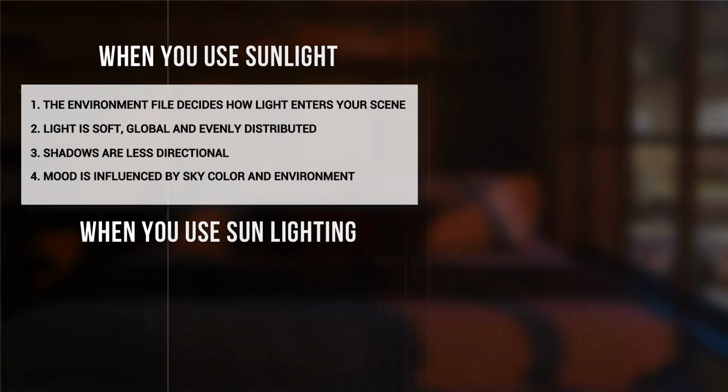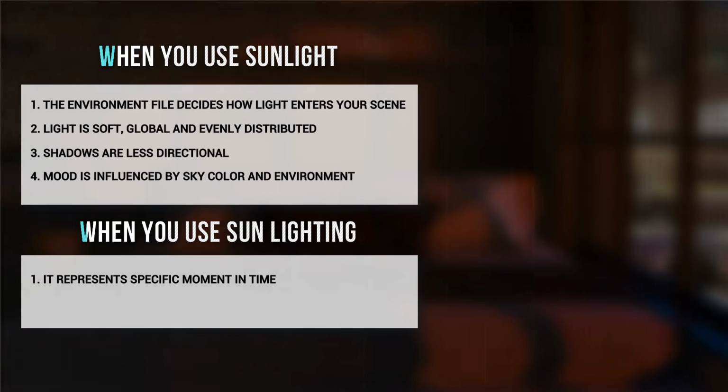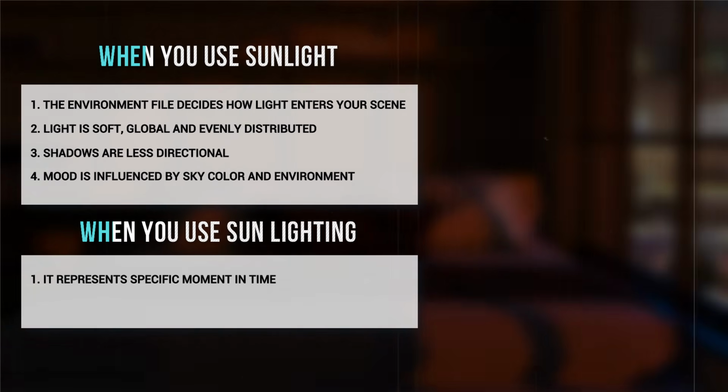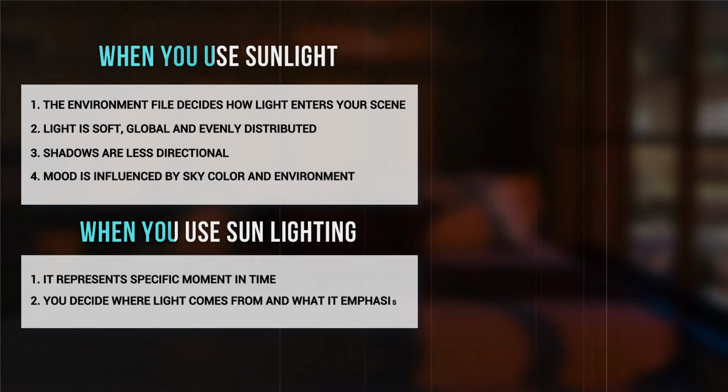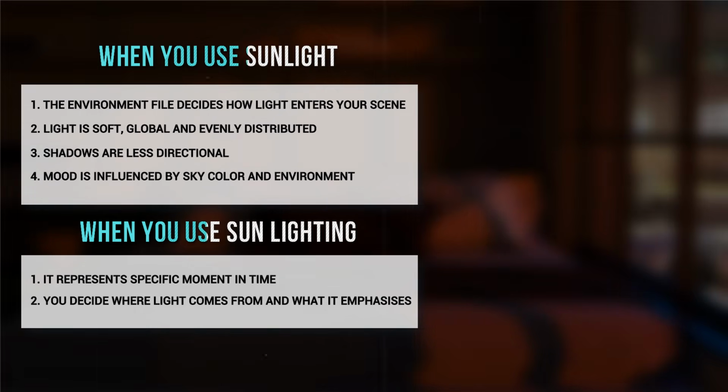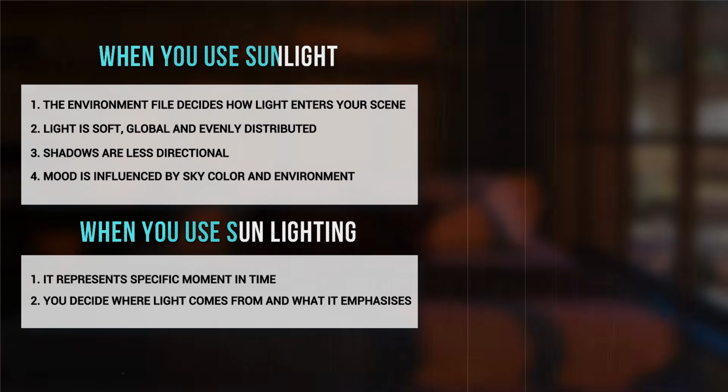Sunlight, on the other hand, represents specific moments in time, a clear sun position with a strong direction. When you use sunlight, you are making an intentional choice about where light comes from and what it should emphasize.